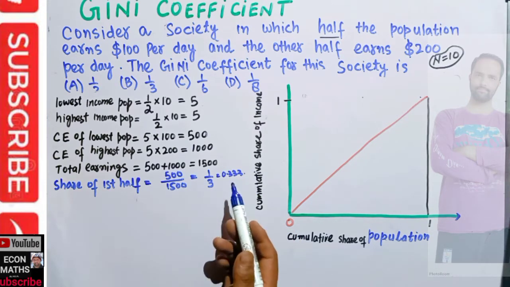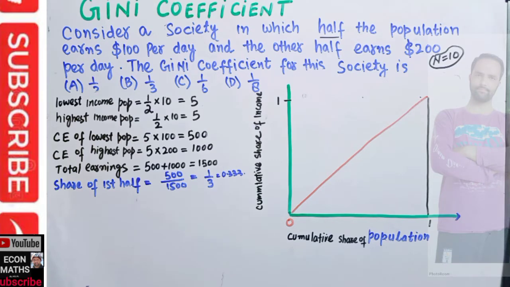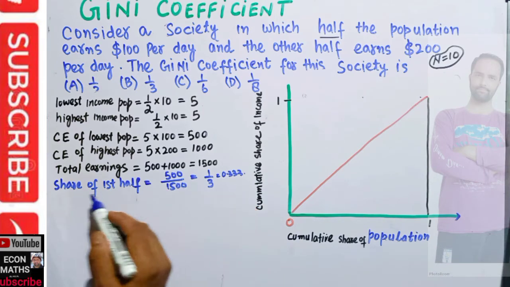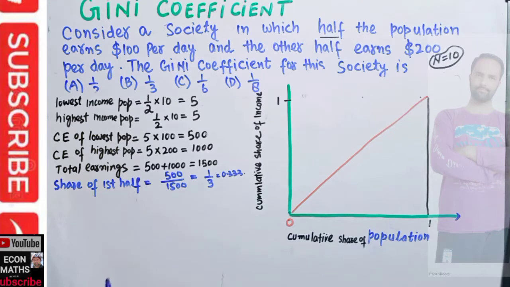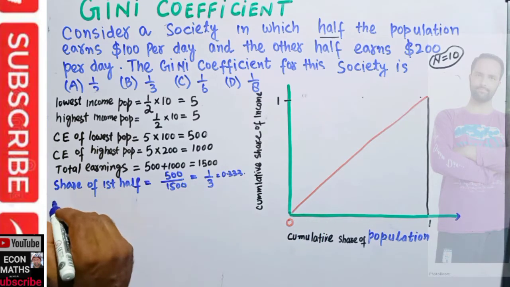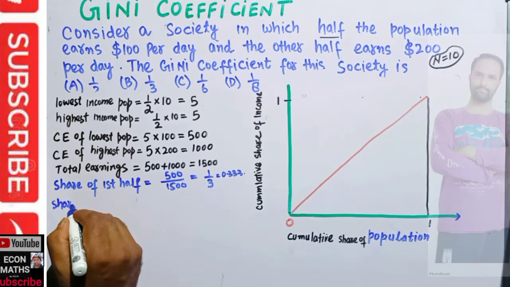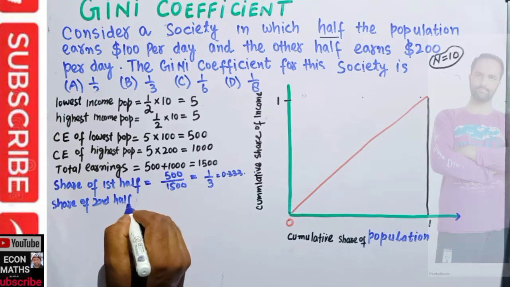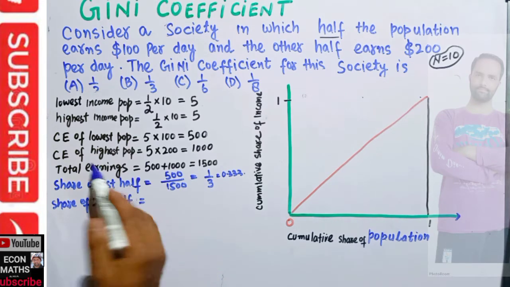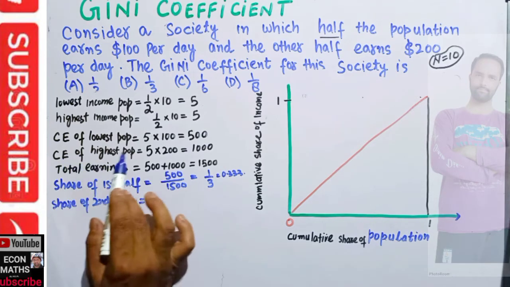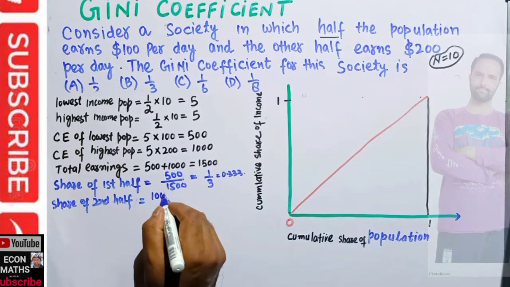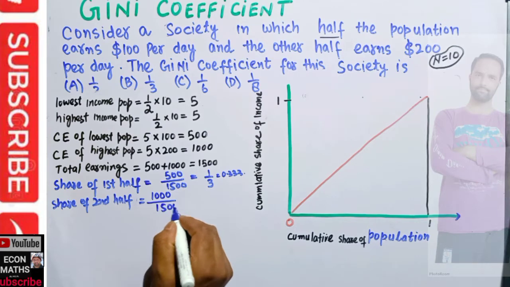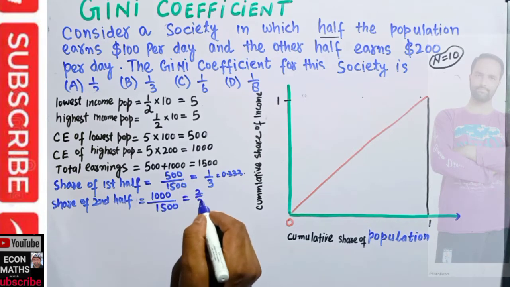Okay, that is 33% of income being owned by the first half of the population, or 50% of the population. And similarly, the share of the second half of the population will be equal to the cumulative earnings of the higher-earning population, that is 1000 again here, divided by total earnings, which is 1500, which comes out to be 2 upon 3.